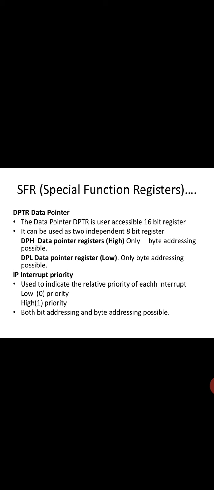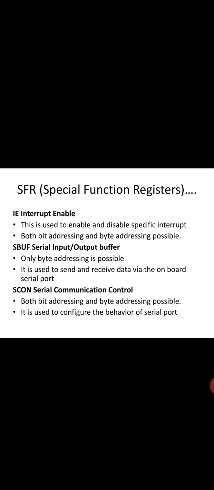IP is interrupt priority. It is used to indicate the relative priority of each interrupt. 0 indicates low priority, 1 indicates high priority. Both bit addressing and byte addressing is possible for this register. IE is interrupt enable. It is used to enable or disable any specific interrupt. Both bit addressing and byte addressing is possible in this special function register.